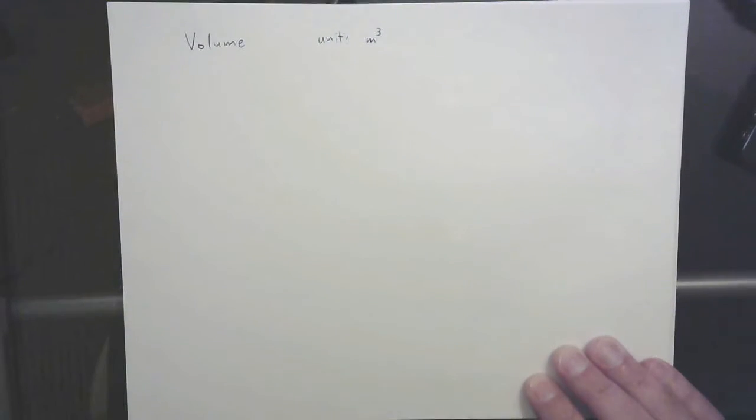Hi, class. Let's talk about volume and density. So volume is about spatial displacement. It's about how much space an object fills. And so volume has a unit of meters cubed. So the unit is cubic meters, meters to the 3 power.